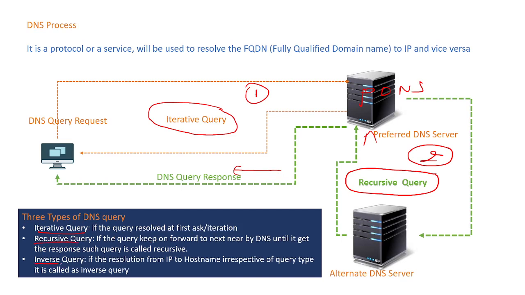An inverse query means, no matter whether the query is iterative or recursive, you are trying to resolve an IP to a host name, meaning reverse. All this time you are entering the name and looking for the IP address. But in the inverse it is not like that. You enter the IP address, but you would like to know the name of the computer. So if you are trying to resolve from the IP address to the host name, no matter whether the query is iterative or recursive, such a query we call an inverse query.